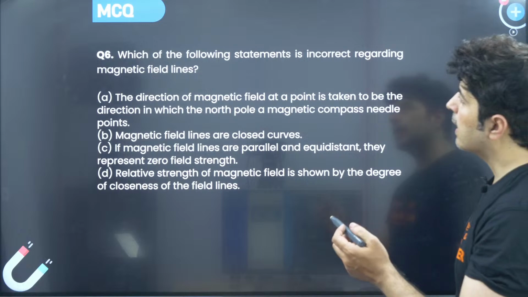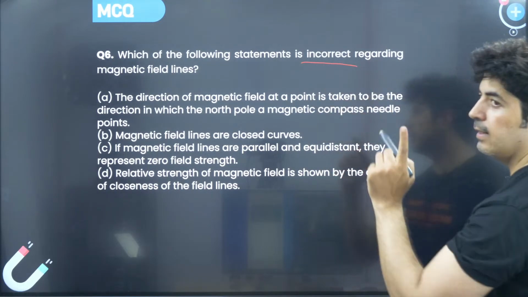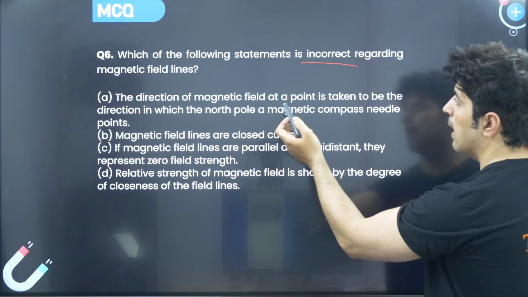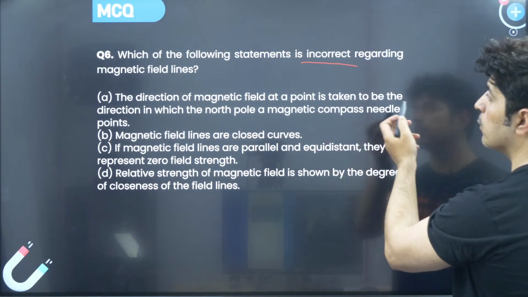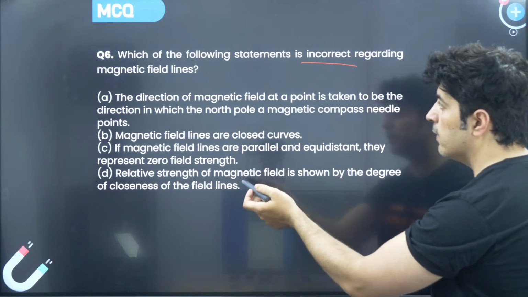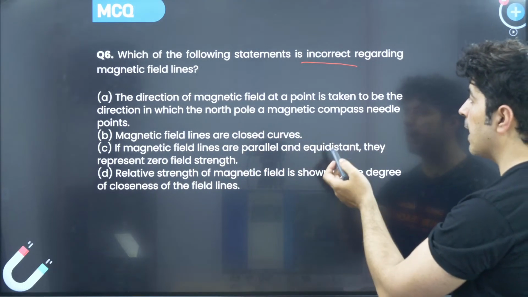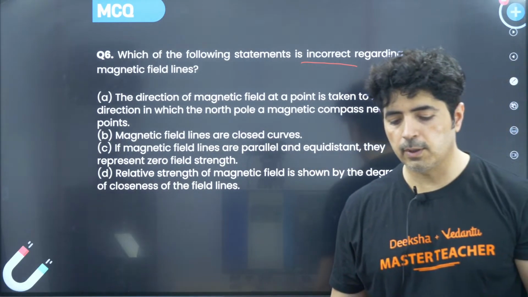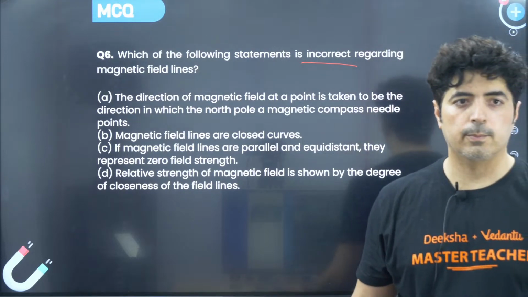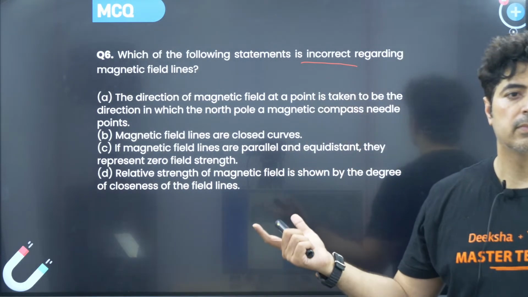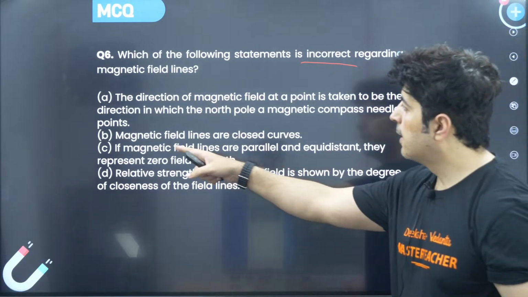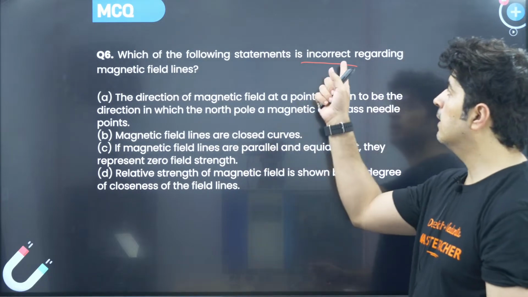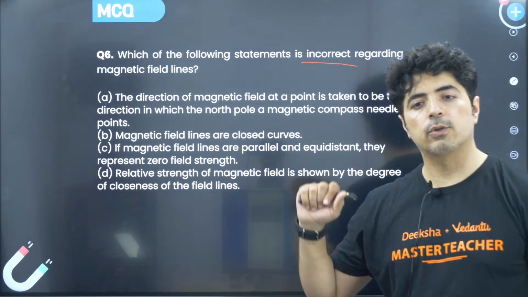So it says the direction, so we need to find incorrect, okay? Again, incorrect, not the correct ones. The direction of magnetic field at a point is taken to be the direction in which north pole of a magnetic compass needle points. Is this statement true? Yes, it is correct, but we need to find incorrect. So this is not the right answer. Second, magnetic field lines are closed curves. It is also correct, but we need to find incorrect. So B is also not the answer.